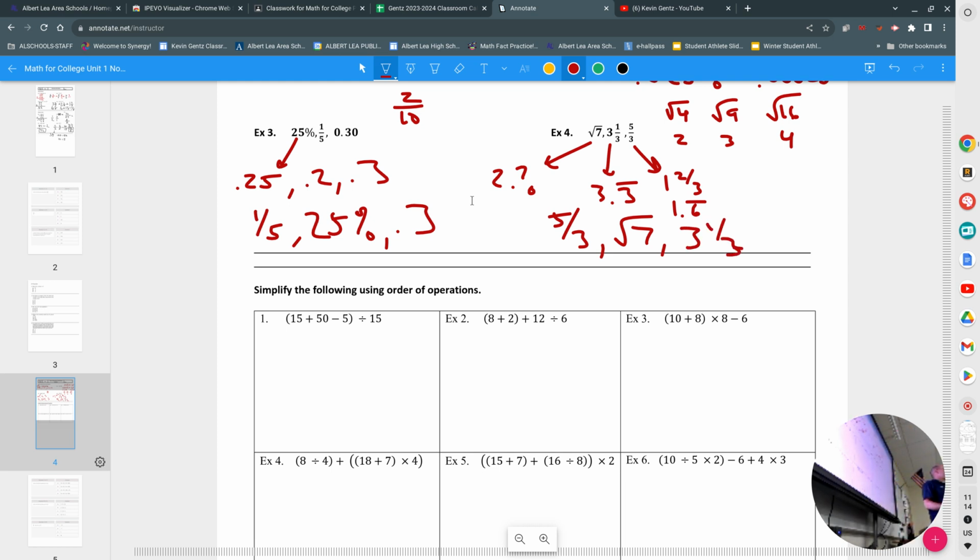So you don't have to come up with the exact value all the time. It's just a sense of understanding to be able to compare.